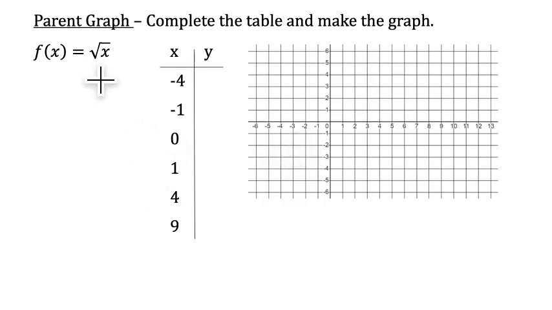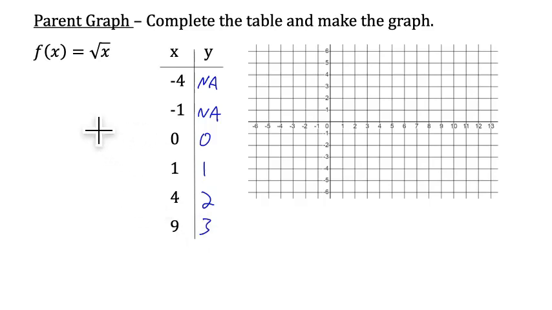Now, when working with the real numbers, we cannot take the square root of negative numbers. So the square root of -4, since we're only working with real numbers, that doesn't apply. Same thing with the square root of -1. The square root of 0 equals 0. The square root of 1 equals 1. And notice I skipped to 4 because that's the next perfect square. The square root of 4 is 2, and the square root of 9 is 3.